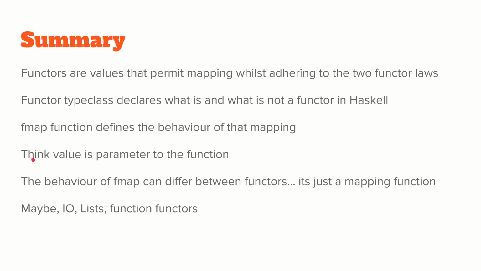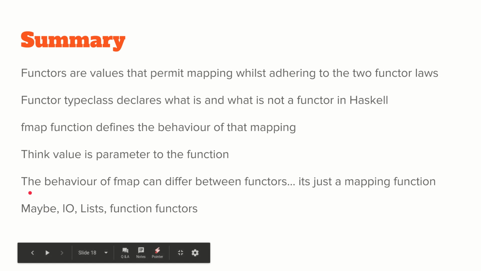But we could actually have two different behaviours for a functor for fmap. So the way I see mapping is the value is the parameter of the function that you pass in, and then it's recreated using the constructor. Now the behaviour of fmap can differ between functors, as I was saying there. It's just a mapping function, so you can map it in different ways. And we looked at the implementations of maybe, IO, lists, and function functors, and that's about it.